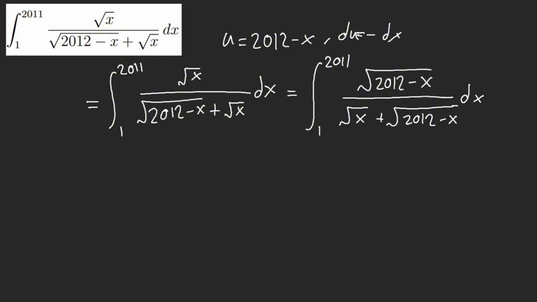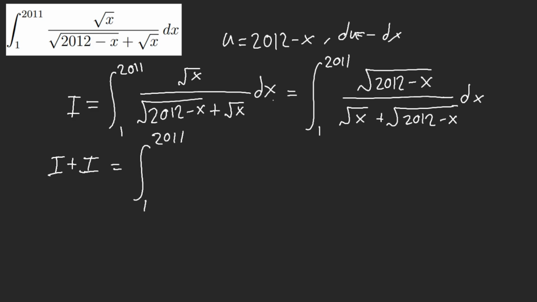Why am I switching it back to x? Well, it's because both of these are equal to each other, right? If I let this equal I, this is equal to I, and this is also equal to I. So let's add I plus I. We're adding the same value, but in two different forms. Does that make sense? They both equal the same value, but they have different forms. So if we add two different forms, we can add them together because the bounds are the same.